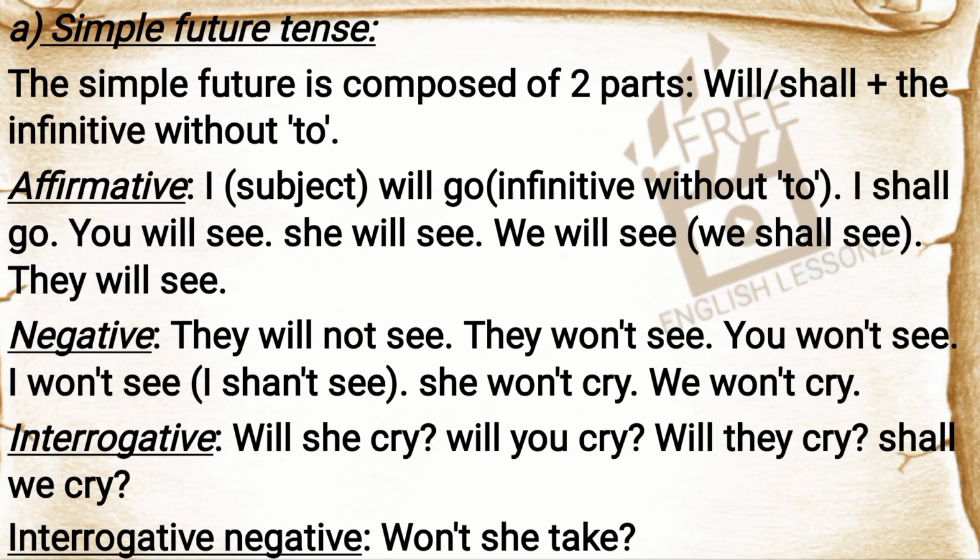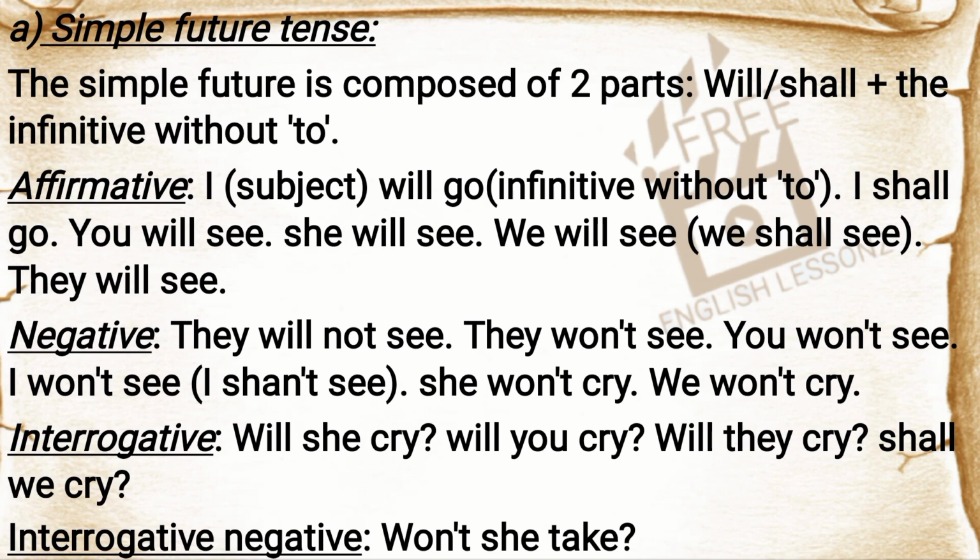A. Simple future tense. The simple future is composed of 2 parts: will or shall plus the infinitive without to. Affirmative: I will go, I shall go, you will see, she will see, we will see, we shall see, they will see. Negative: they will not see, they won't see, you won't see, I won't see, I shan't see, she won't cry, we won't cry. Interrogative: will she cry? Will you cry? Will they cry?